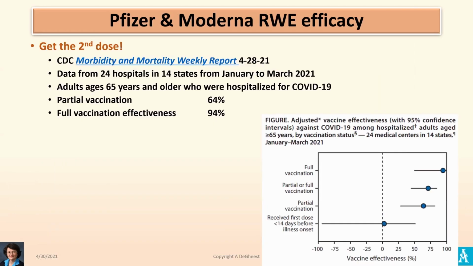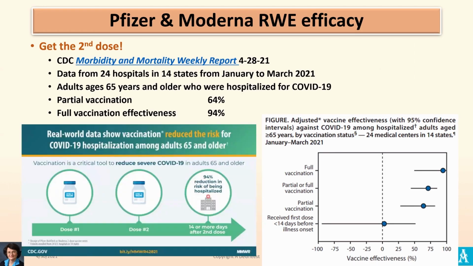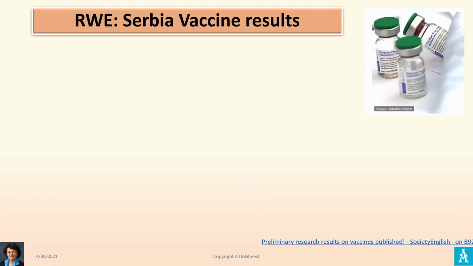So, some real world efficacy data. Clinical trial is one thing, it's tightly controlled. What you really want to see is what's happening in the real world. CDC just released data yesterday from 24 hospitals in 14 states, looking between January and March, which is very recent data, at people over the age of 65. If you had 1 shot, you had 64% efficacy. If you had 2 shots, they confirmed the 94% efficacy. And again, that means you really need to get that second dose to be protected. So good news: real world evidence shows that the efficacy found in the trials holds in the real world. And that was very important because it's not always the case.